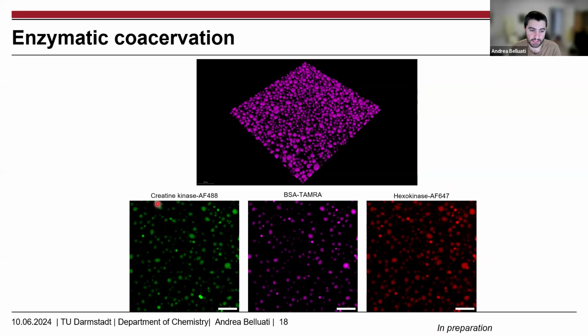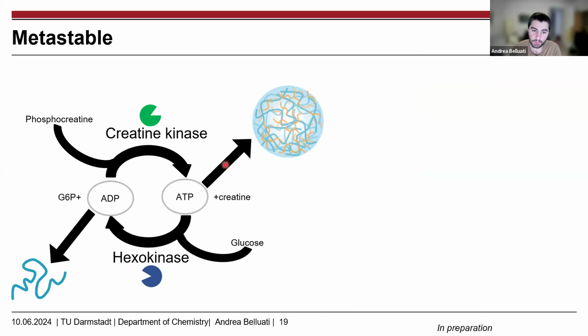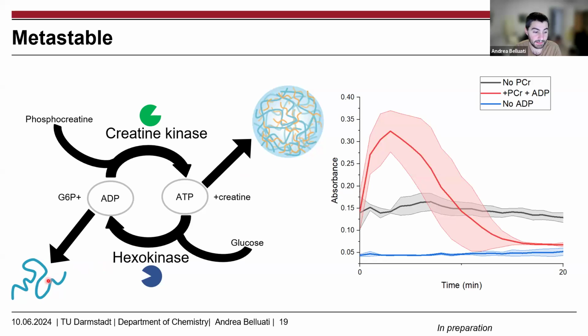Why did we choose these two enzymes here? Because these two enzymes are involved in a cycle where creatine kinase, using phosphocreatine, can produce ATP, but hexokinase, using glucose, takes this ATP and produces ADP. And ATP gives coacervation, ADP doesn't. Or better, does to a lesser extent.